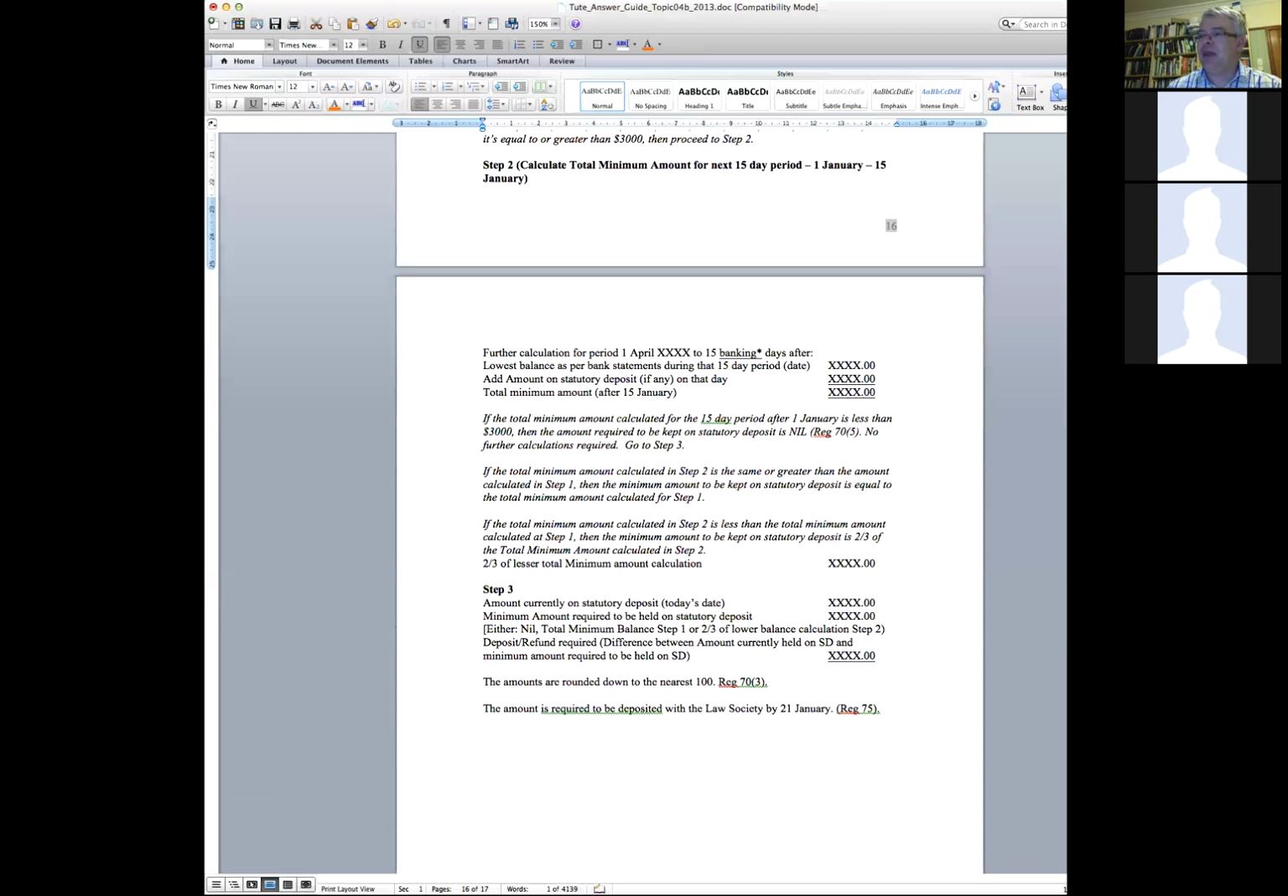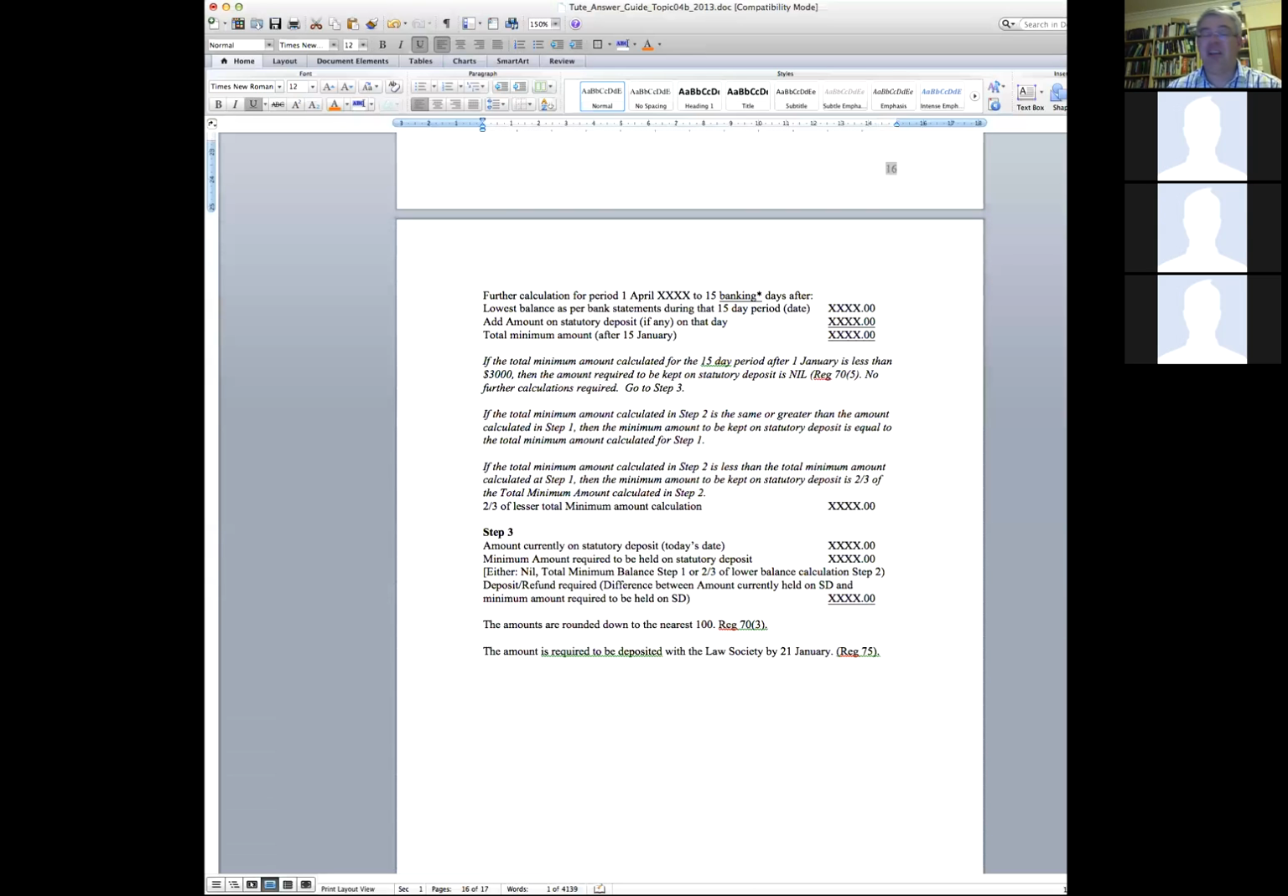And you then have the minimum amount required to be held on statutory deposit, which you've worked out, and it's based on 2/3 of the lowest balance. That just tells you what you have to do, whether you get money back from the statutory deposit or whether you have to top it up. So that's essentially how it works. It's actually not that difficult to do. It's just a methodical process you go through.